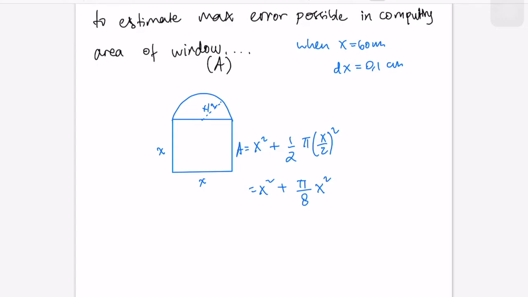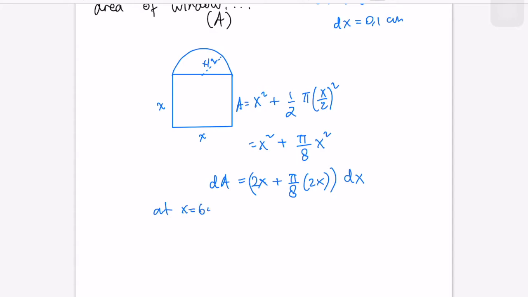Now, to take this into our dA, our dA is our error in area, then we can differentiate and write down this as that and multiply with the dx. Okay, so we can compute at x equals 60, our dx is 0.1 and dA will be 2 times 60 plus pi over 8. This is also 2 times 60 and this will be 0.1.